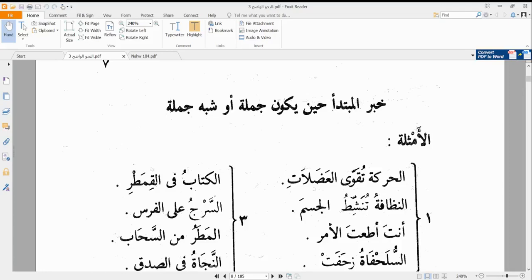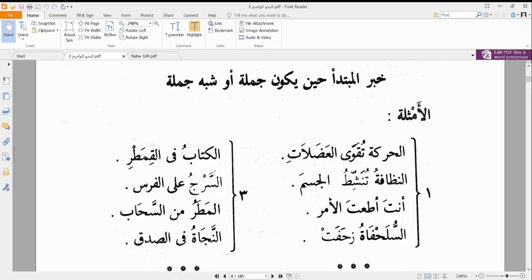However, the khabar is not always a single word. Sometimes it can be an entire sentence, a jumla, or a shibhu jumla that looks like a sentence but is not complete. That is a phrase. So there are cases when we would have our khabar in those formats, and that is what we want to treat in today's lesson, inshallah. So we start from the qaida as usual.